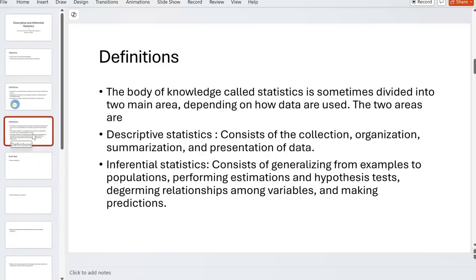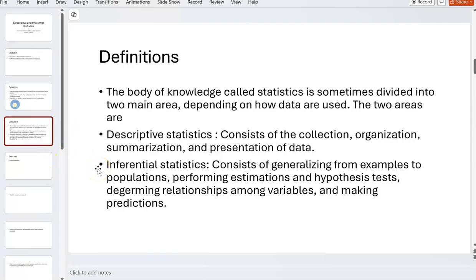Moving on. So, the body of knowledge called statistics is sometimes divided into two main areas, depending on how the data is being used. In this case, we have the two areas being descriptive statistics and inferential statistics.